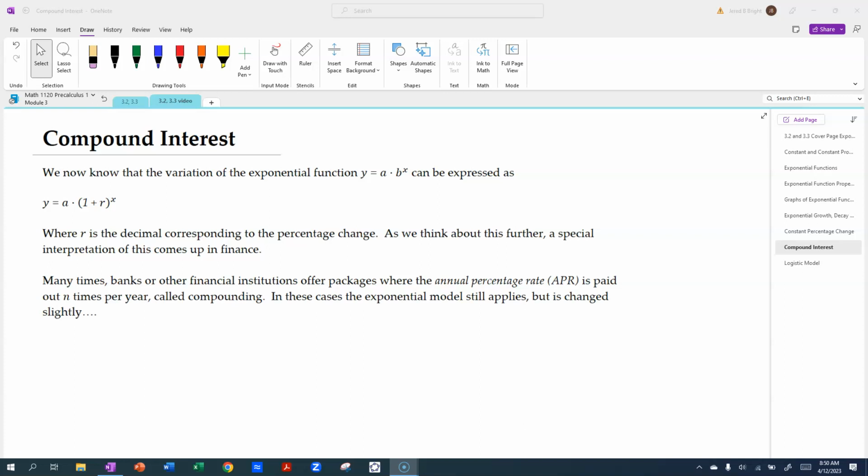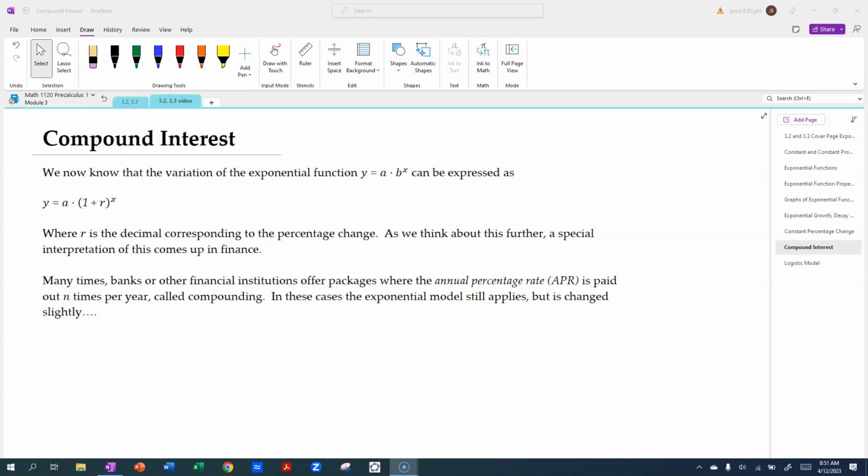The last video looked at modification of the variation of the exponential function a b to the x, and we found that it could be expressed as y is equal to a times 1 plus r all to the x. And we know r is the decimal corresponding to the percent change, so that all made sense. Now, we can refine this a little bit further when we're looking at a specific application when it comes to finances. So typically banking, but maybe a different financial institution, such as a high yield savings or some long-term investments like an IRA, Roth IRA, CDs, that sort of thing.